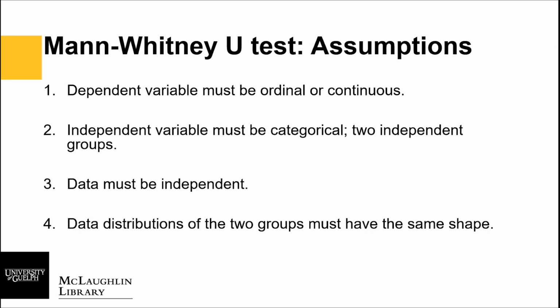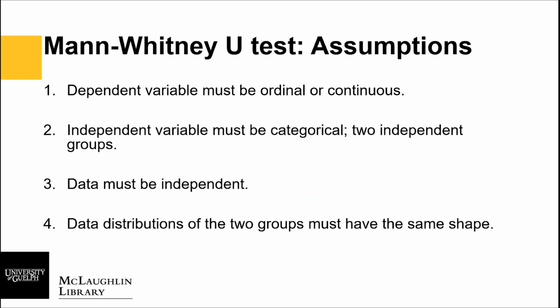All right, what are the assumptions of a Mann-Whitney U test? There are 4. The first is that your dependent variable must be ordinal or continuous. Our second assumption is that the independent variable must be categorical, and you must have 2 independent groups. The third is that your data must be independent. And the fourth, the data distributions of the 2 groups must have the same shape. We'll cover these on the next few slides.